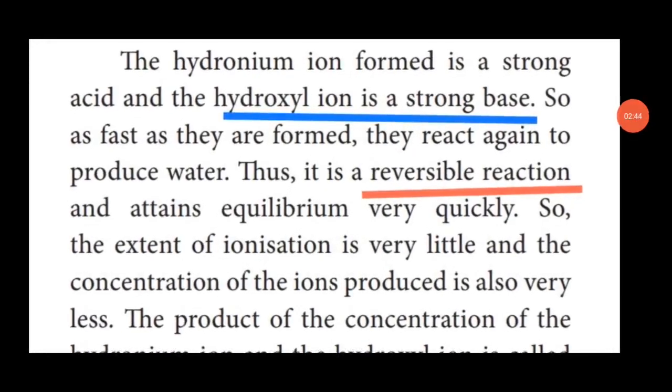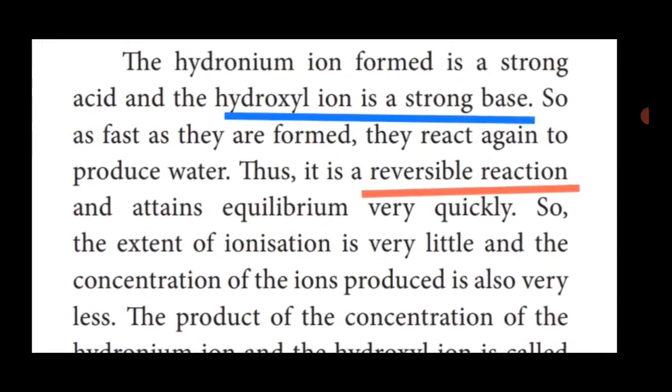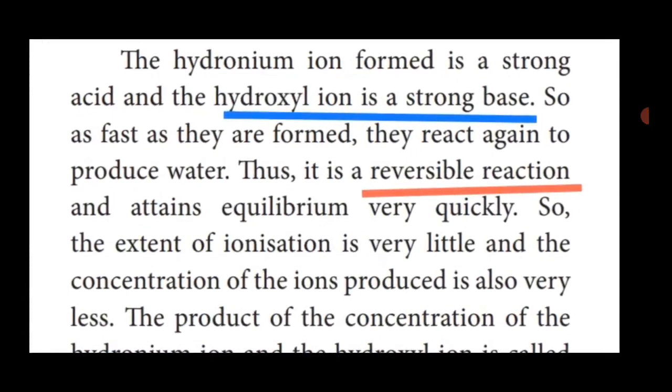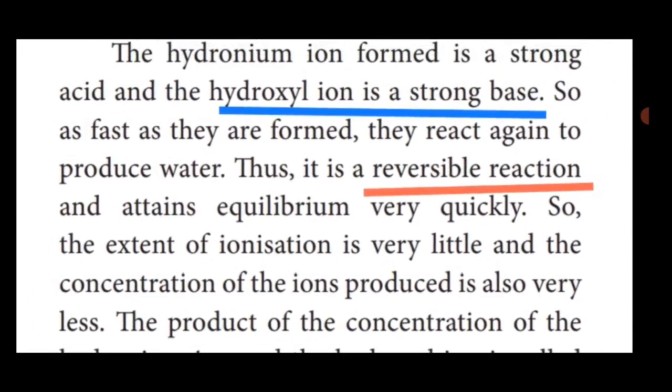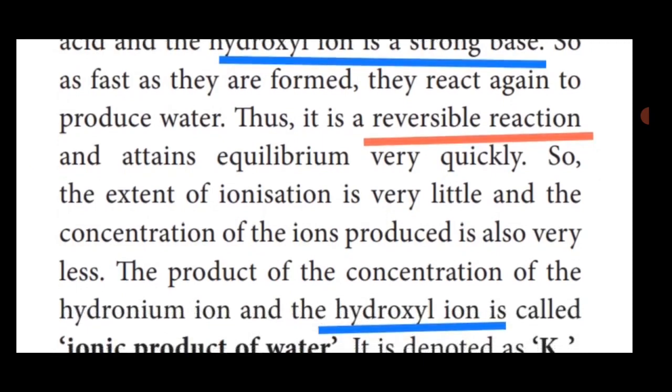The hydronium ion is a strong acid and the hydroxyl ion is a strong base. Hydronium ion, formula H3O plus, is one of the strong acids. Hydroxyl ion, formula OH minus, is a strong base. Once they are formed, they react again to produce water. Thus it is a reversible reaction and attains equilibrium very quickly.